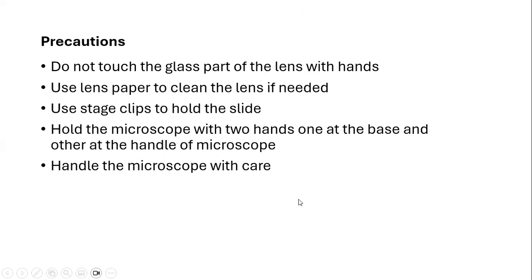Coming to the precautions, while handling the microscopes and performing the experiment, we must make sure not to touch the glass part of the lens with the hands. Lens paper must be used to clean the lens if required. We make use of the stage clips to hold the slide in place. While holding the microscope, we need to make use of two hands, one hand at the base of the microscope and the other at the handle of the microscope. And handling of the microscope should be done with care.